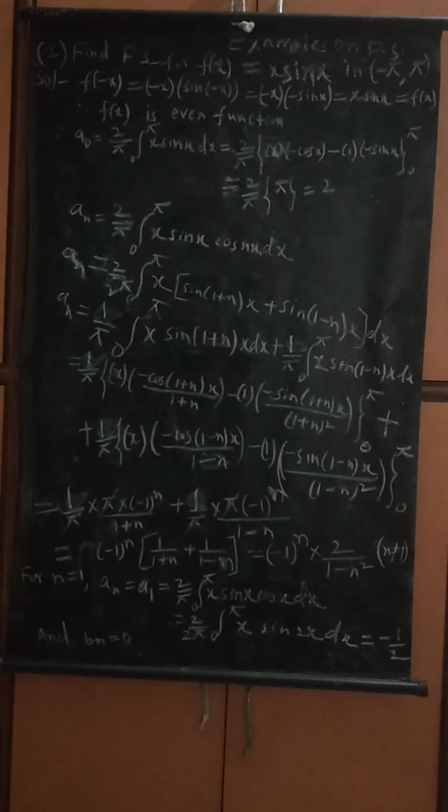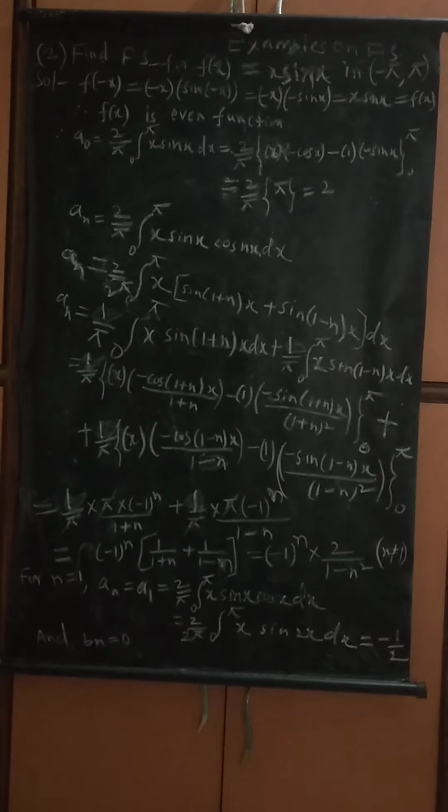So a0 is 2 upon pi integral 0 to pi f(x) dx. So f(x) is x sin x, so x sin x dx. We use the generalized by parts rule to evaluate this integration and obtain 2 upon pi into bracket x into minus cos x minus 1 into minus sin x. The limits are 0 and pi. By substituting the limits and taking the difference, finally we will get a0 is equal to 2.